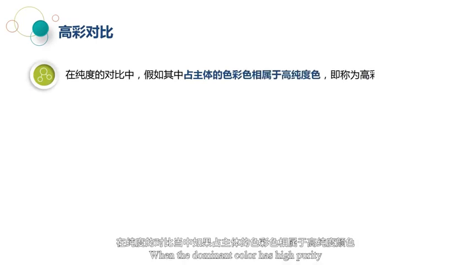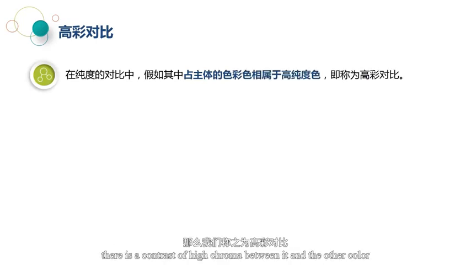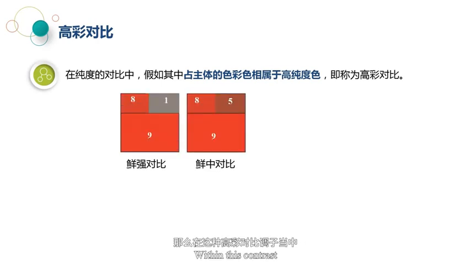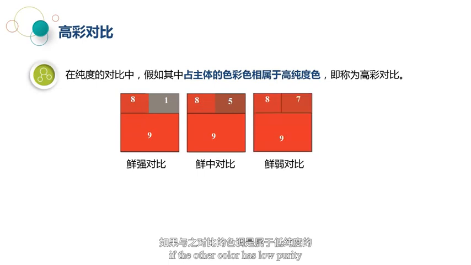What is the contrast of high chroma? When the dominant color has high purity, there is contrast of high chroma between it and the other color. Within this contrast, if the other color has low purity, then they show strong contrast. If the other color has medium purity, then they show medium contrast. If the other color has high purity, then they show weak contrast.